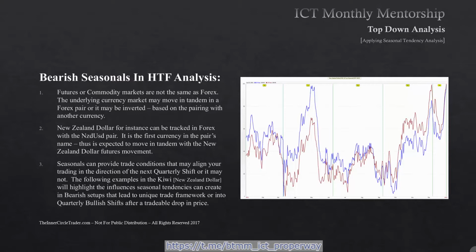Now, when it gets real muddy and it's choppy back and forth, then it makes it a little bit less likely there's a seasonal tendency there. But just quickly going over this chart here, it should be obvious to you what time of year there is a significant decline in price expected and when there should be a significant increase in price for the Kiwi dollar. Let's zoom in and take a closer look, and we'll break this down into real specifics.